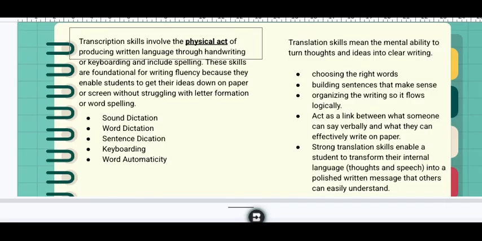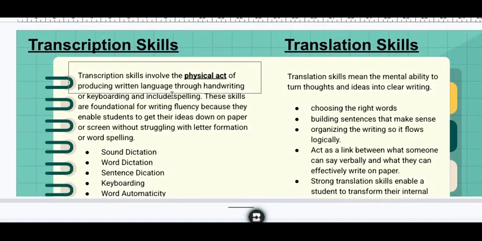You also have keyboarding. We have to explicitly teach our students how to use a keyboard and how to become fluent with that. Because as you know, many states, many districts, rely heavily on those state tests, and students have to be able to know how to use a keyboard in order to answer questions appropriately on those tests. So it's a really important skill. And then we have that word automaticity. We want our students to become more automatic with their word writing.